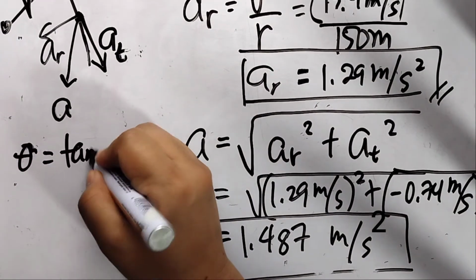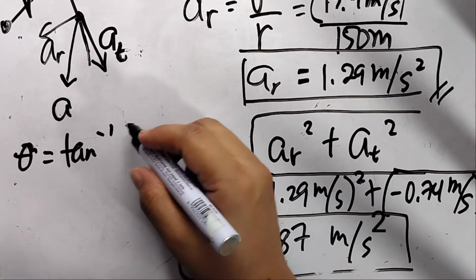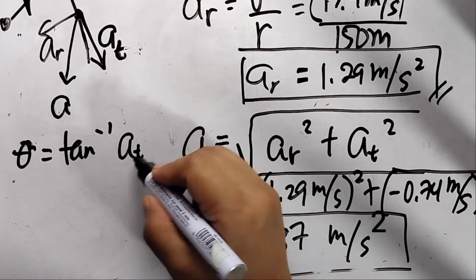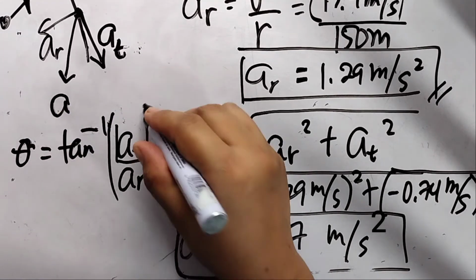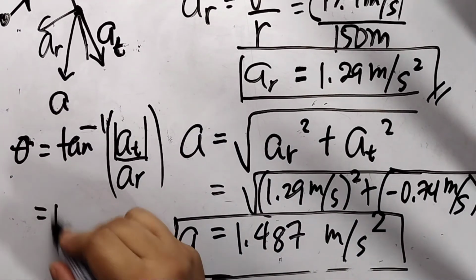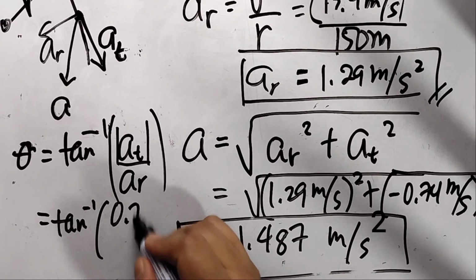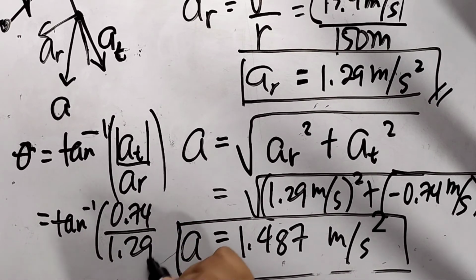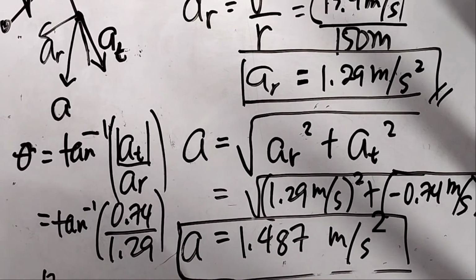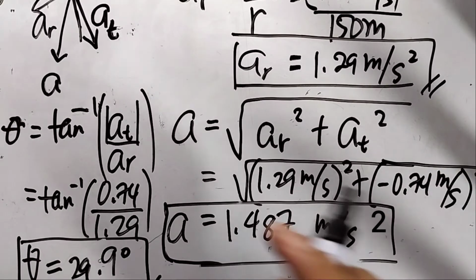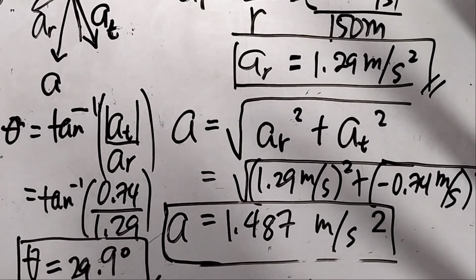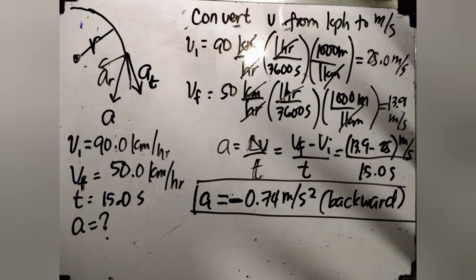To get the angle, take the inverse tan of the absolute value of the tangential acceleration divided by the radial acceleration. Just substitute the values of AT and AR, and using your calculator, you can solve for the inverse tan. Then the answer is 29.9 degrees. Here's the solution for the problem. Thank you.